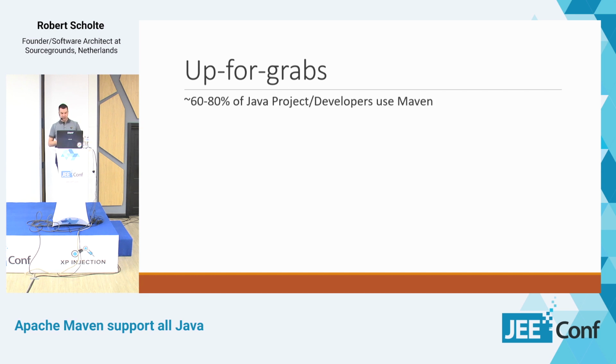So Maven is used by about 60 up to 80% of the Java projects or Java developers. It all depends on how you ask your question. If you say, okay, so what is your main build tool? Then it's probably closer to 60%. If you say, are you using Maven? It's closer to 80%.